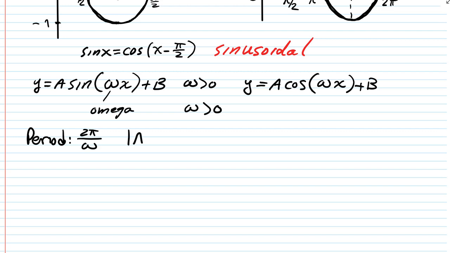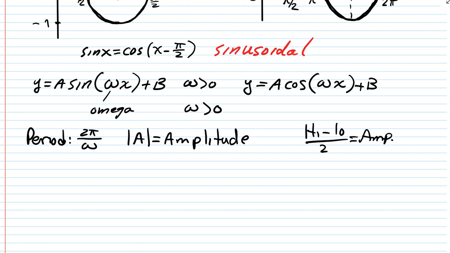The amplitude of the graph of the function, which is in general the high minus low point divided by 2, is the absolute value of a for sine and cosine. Okay, and again, in general, if you do high minus low divided by 2, you get the amplitude for any graph.